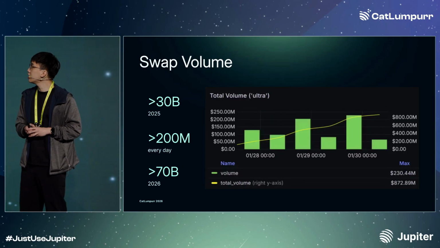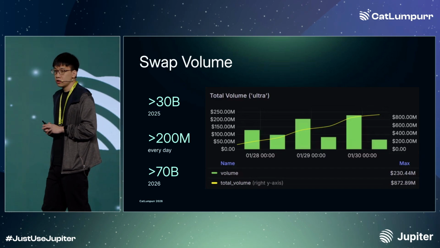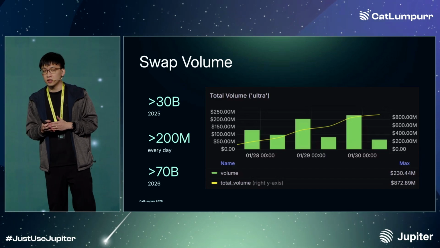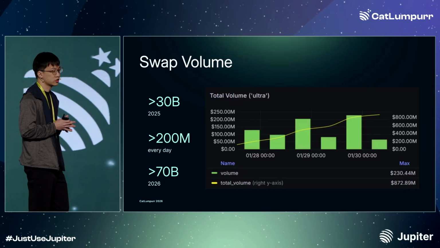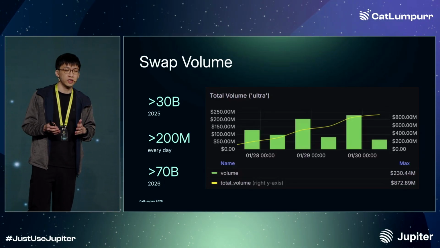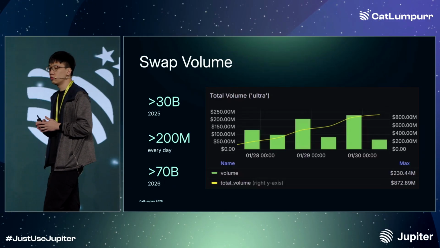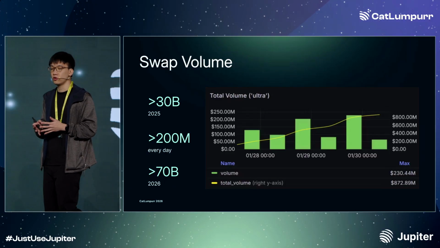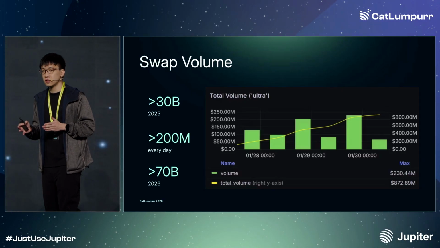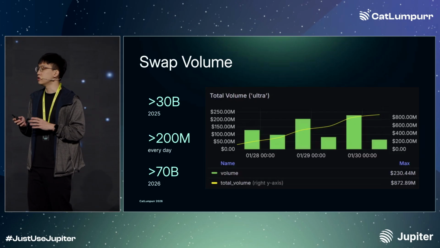And we have also seen an upward trend in the total swap volume done via Ultra. In 2025, we have done over $30 billion in total since we launched. And today, we are doing over $200 million in daily swap volume. This means that we are projected to do more than $70 billion in swap volume in Ultra this year alone. And that translates to a more than 2 times increase in total swap volume year on year.